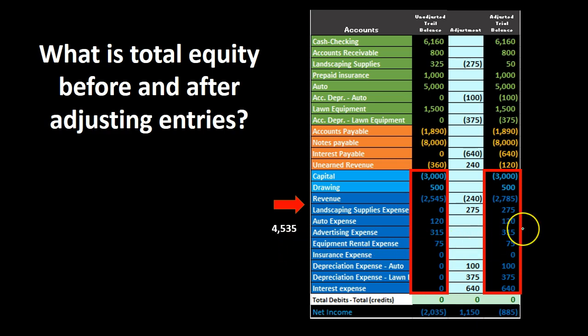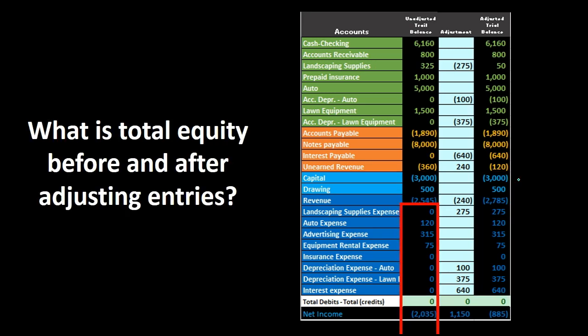We can do the same for the adjusted trial balance. So this is different than net income down here because now we're adding in this capital and draws. And all we have to do is highlight this, and it'll take the difference between the debits and the credits, giving us a balance in this case of the total equity, $3,385.